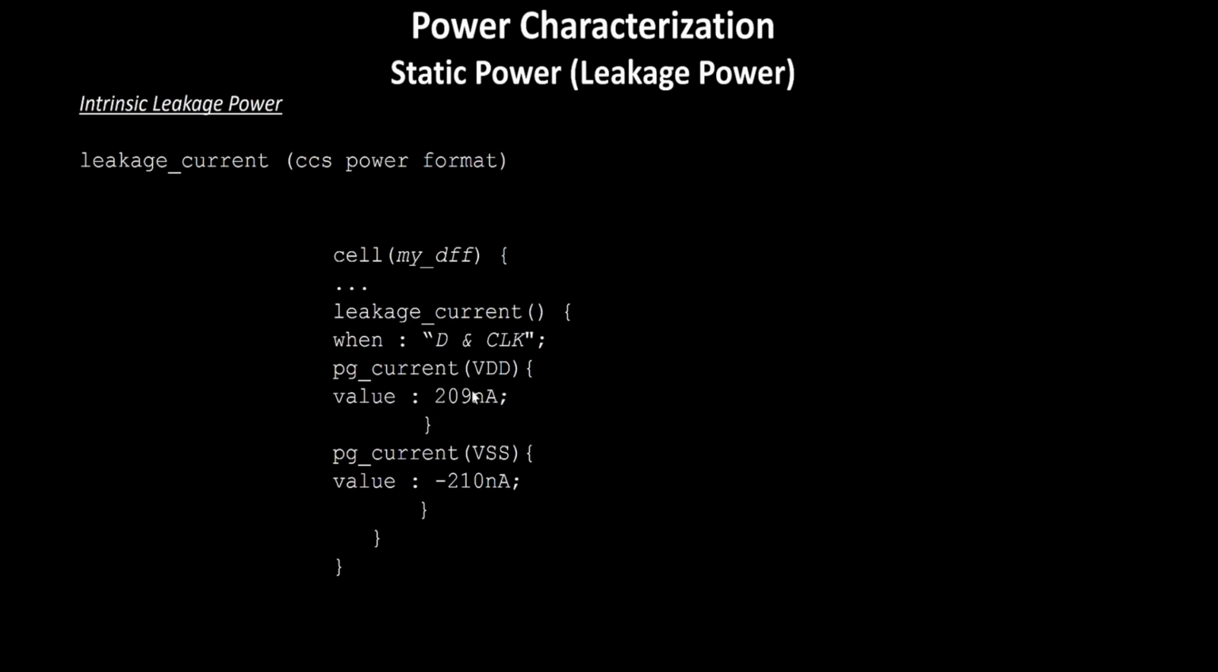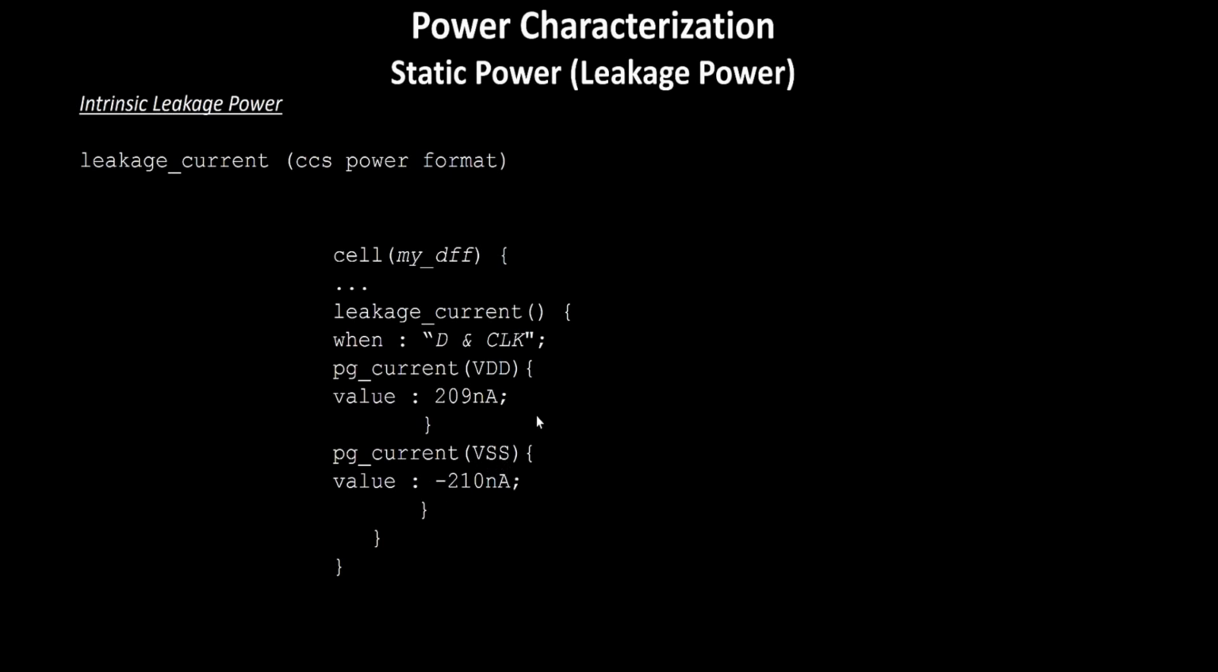This particular value will come from a timing library unit. I'll talk about timing library units, where we specify them and so on, when we reach the next section, but this is the way to specify it. So the PG current of the VDD will be 209 nanoamps, and the PG current VSS, which is going to the ground, is negative 210 nanoamps.